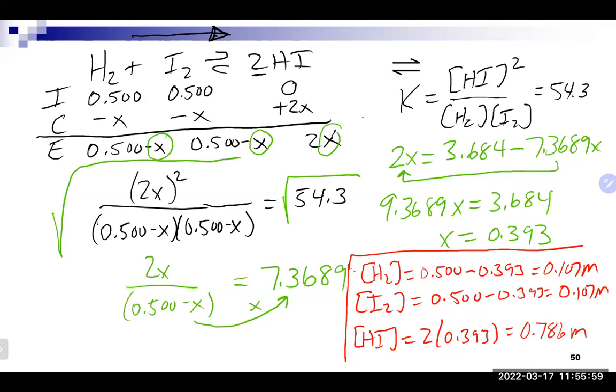Say again, the 3 point this guy here? That came from multiplying the bottom to the other side. So basically it's 7.3689 times 0.5. And then obviously we'd also multiply the x as well. So basically we move that bottom to the other side and times everything in the parentheses by what's on that side. Other questions on that?